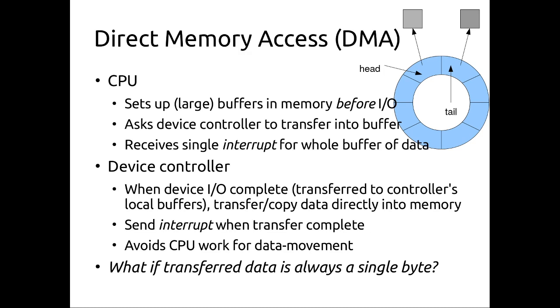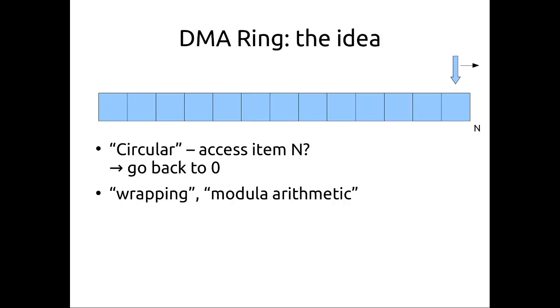Okay, so we need some sort of data structure to orchestrate this collaboration between the device controller and the CPU. And that is a DMA ring. I drew it in the previous slide as literally a ring, right? A circular buffer, as we call it.